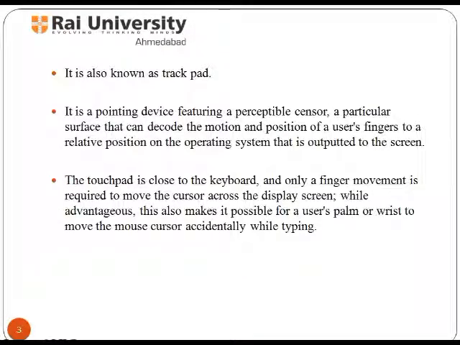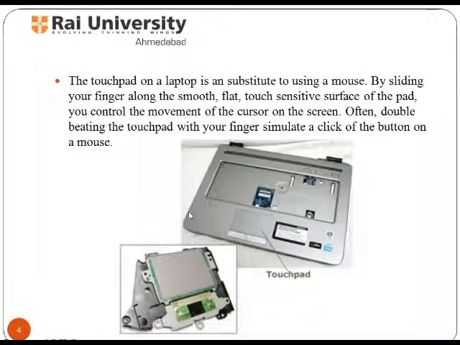It is a pointing device featuring a perceptible sensor, a particular surface that can decode the motion and position of the user's finger to a relative position on the operating system. It is close to the keyboard and only a finger movement is required to move the cursor across the display screen. Often, double tapping the touchpad with your finger simulates a click of the button on a mouse. Thus, you can say that it performs the same function as a mouse by moving the cursor on screen.